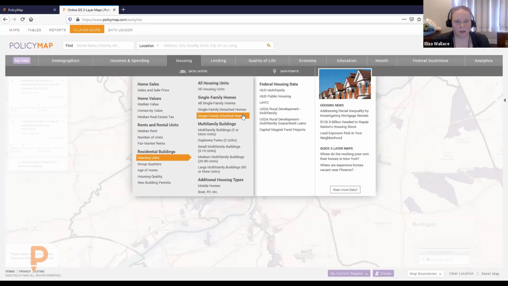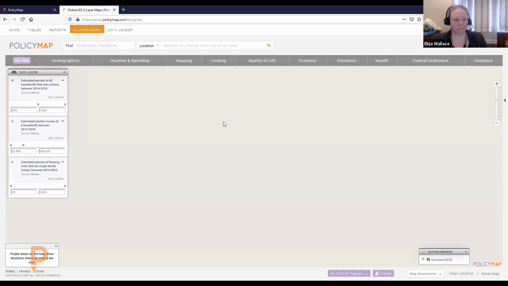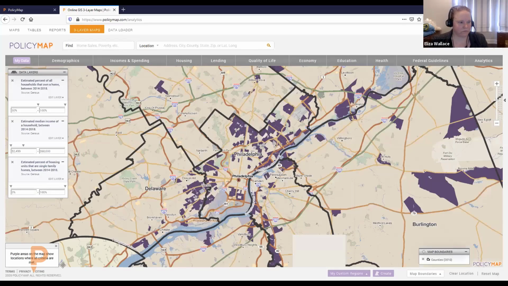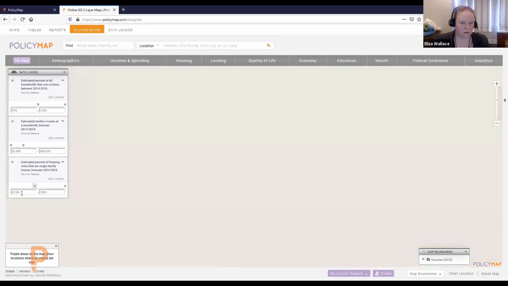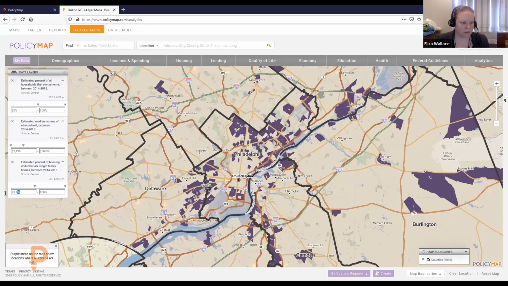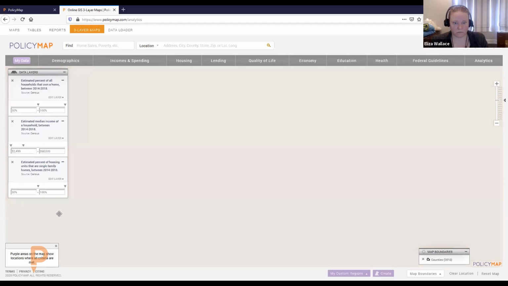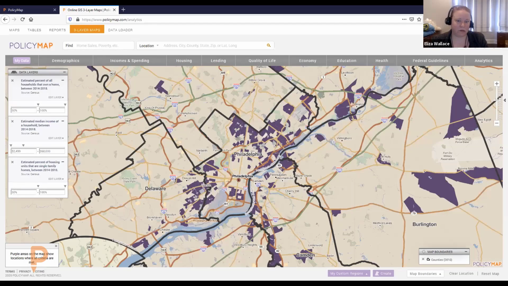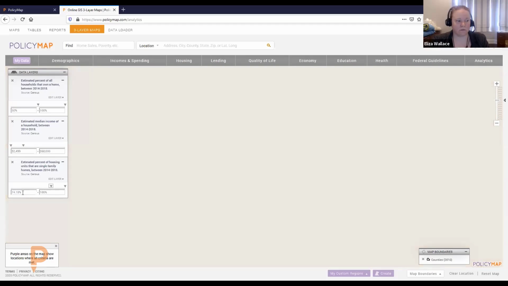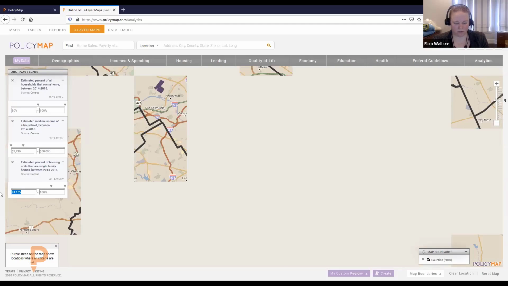Single family, let's do all single family. Single family homes. I didn't test this out, so I have no idea what numbers make sense here. Yep, so you can see these areas in purple have high home ownership rates because they have high rates of single family homes.